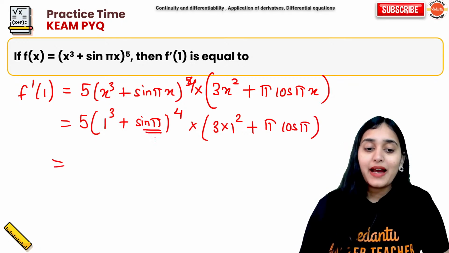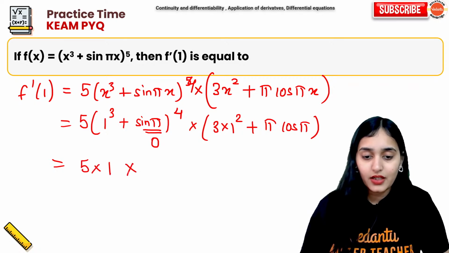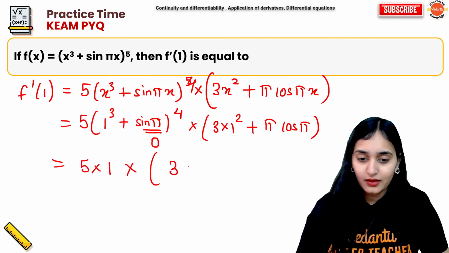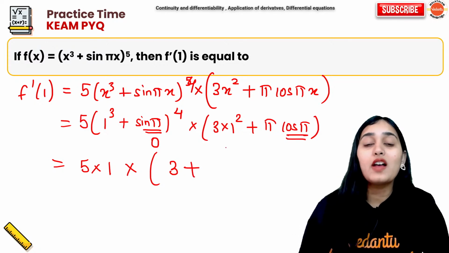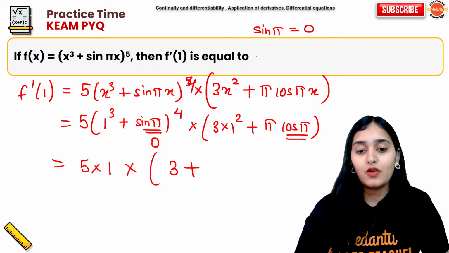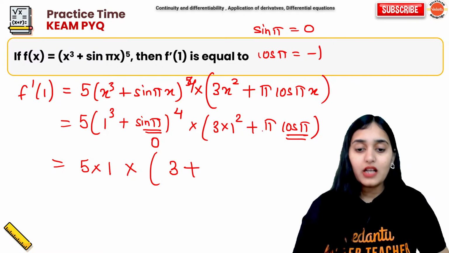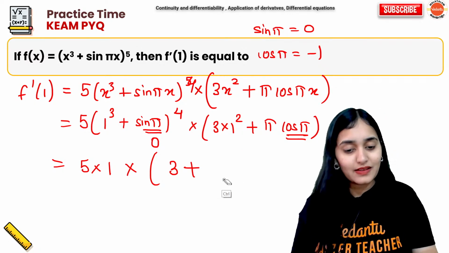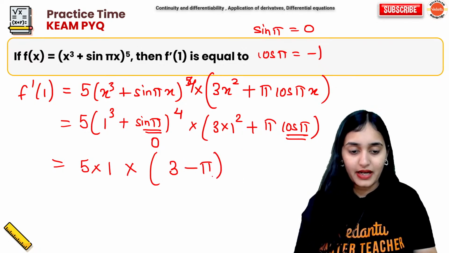So sine pi is 0. So you have 5 into 1 into 3 plus pi cos pi. What is cos pi? Cos pi is minus 1. So please remember, sine pi is 0, cos pi is minus 1. So we put it here, and we get minus 1 into pi, which is minus pi.